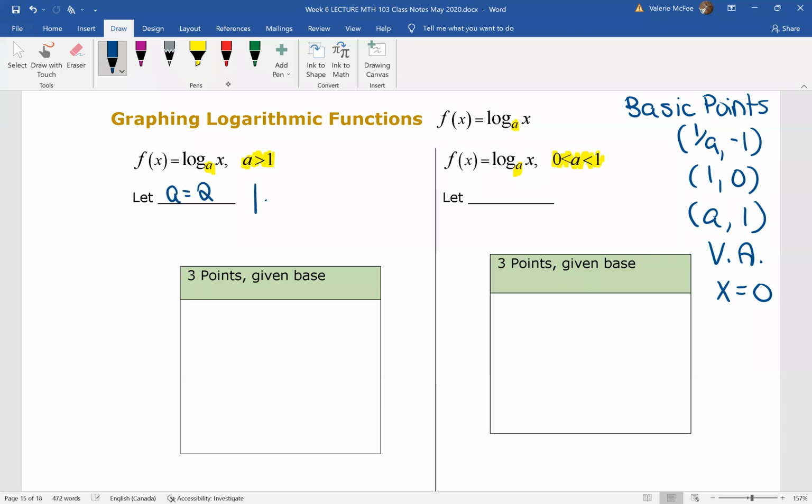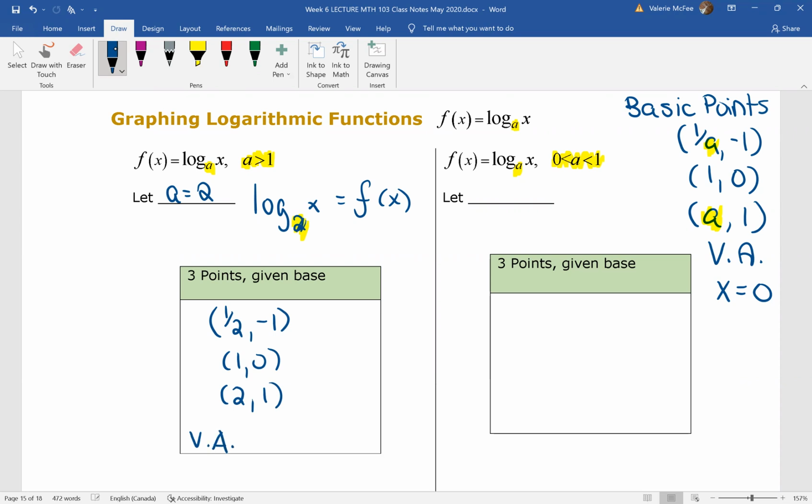So we're going to graph the function log base a of x, log base 2 of x. Our base is a. So if this is our base, we're going to put it into those key points: (1/2, -1), (1, 0), (2, 1). And we're going to remember that this time we have a vertical asymptote at x equals 0.